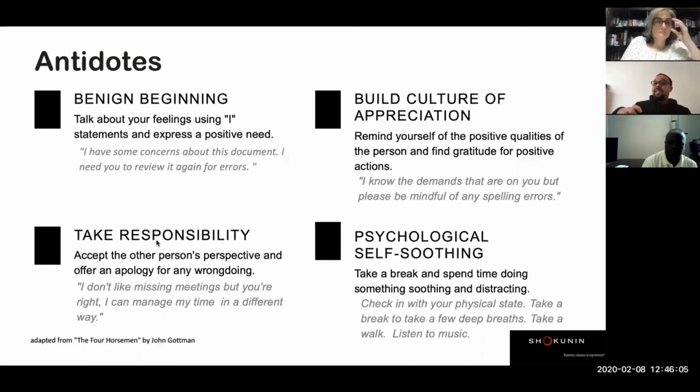The big antidote for contempt is building a culture of appreciation. Here's what I appreciate about you. Finding at least that thread, even when it's really, really hot, of what's good about this person, what's good about the work that they do. Reminding yourself of the positive that person brings, the positive that you bring into the relationship.